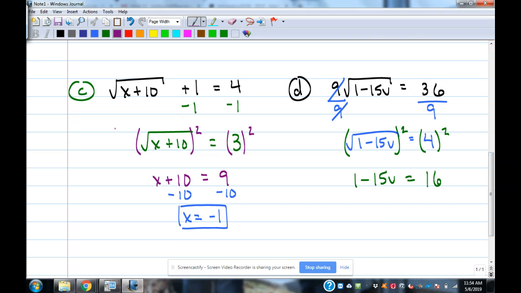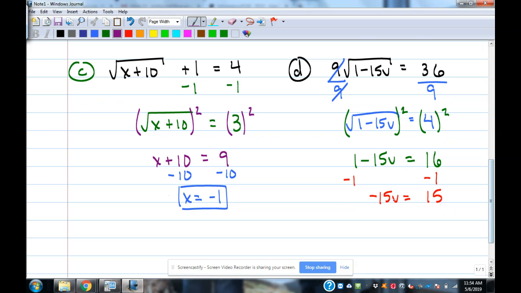Now, what needs to move now? Move the 1 by subtracting, because it's a positive 1. That's going to be -15v is equal to -15. Or not -15, positive 15. Last step, divide by that -15. V is equal to -1. A few more steps on that one, but same principal idea.